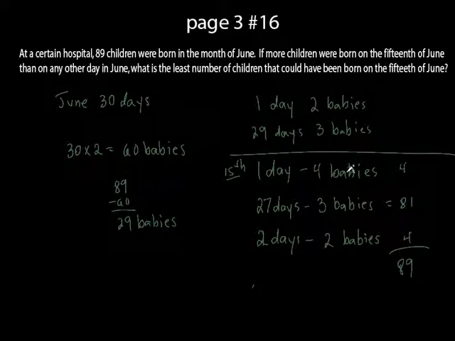So there you go. 1 day had 4 babies. That's really what you're looking for. You're looking for the 4. Which day, what is the least number of children that can be born on the 15th? That's the most number of babies that were born on any of the days. 2 of the days had 2 babies, 27 days had 3 babies, and that 1 day, we call it the 15th, had 4 babies. That's the most born on any of the days, but it's the smallest number that could have been born on that one particular day.